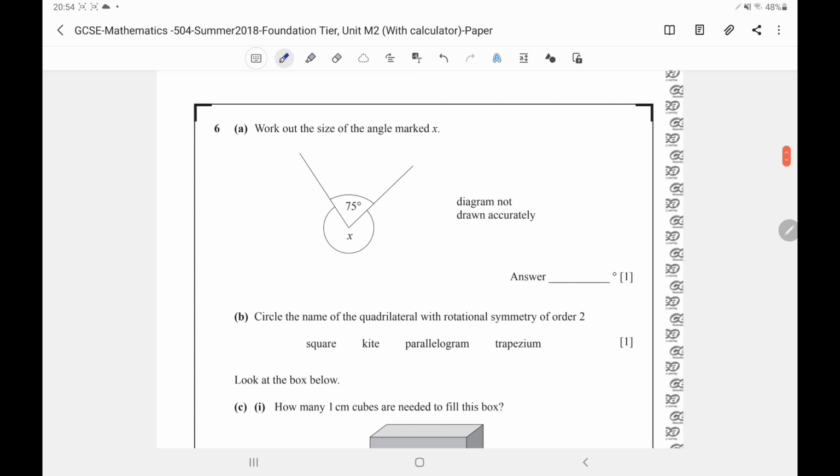Moving on, question 6, angles. Work out the size of the angle marked X. So we have two angles together and two angles around a point. When you add them together, that's a bit rough, but they should equal 360 degrees in total. So we'll start with 360 and then subtract 75. What we'll get is 285.